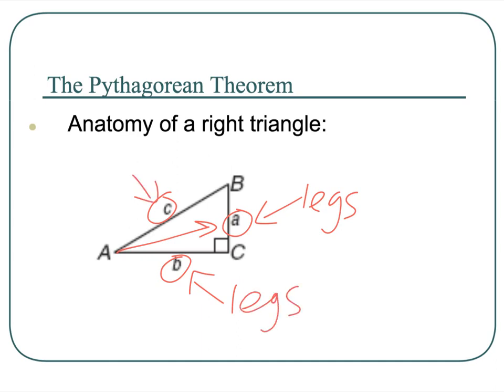and this is the hypotenuse. Hypotenuse. So the hypotenuse is always going to be my longest side, as it is across from the right angle, which is the biggest angle. So biggest side is across from the biggest angle. Smallest side is across from the smallest angle. We know that from a previous lesson here.